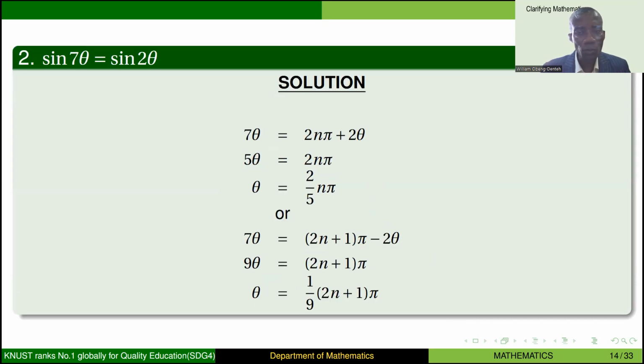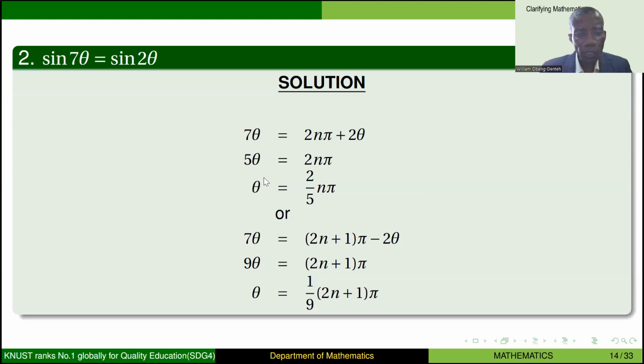I want to move on to the second question. I want to solve sine 7 theta equals sine 2 theta. So as we always do for sine, we have 7 theta equals 2n pi plus 2 theta. Then we try to make theta the subject. So we shall subtract 2 theta from the right-hand side and 2 theta from the left-hand side. So this 2 theta will clear off as we subtract 2 theta from it. Then when we subtract 2 theta from 7 theta, we get 5 theta equals 2n pi.